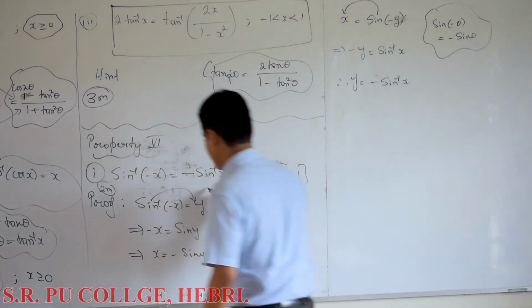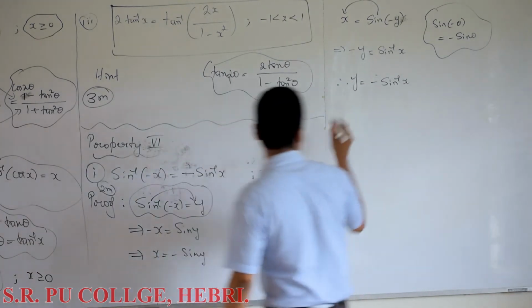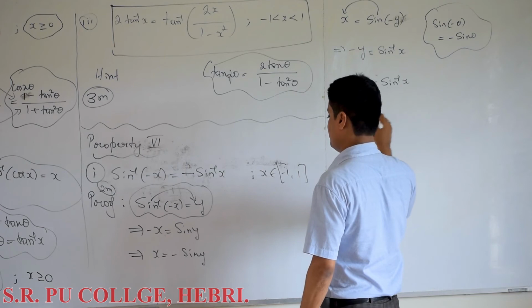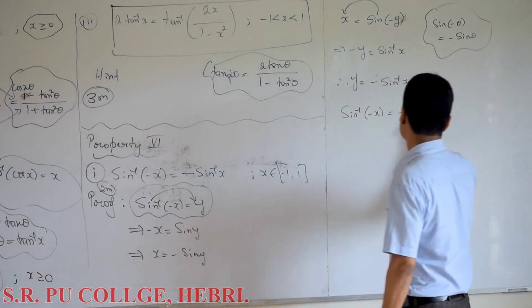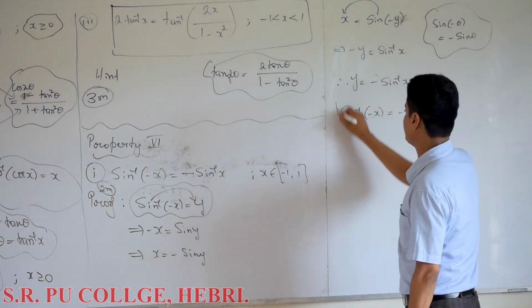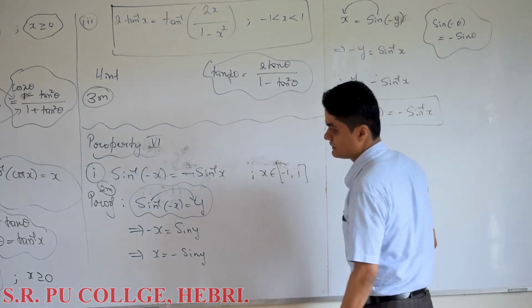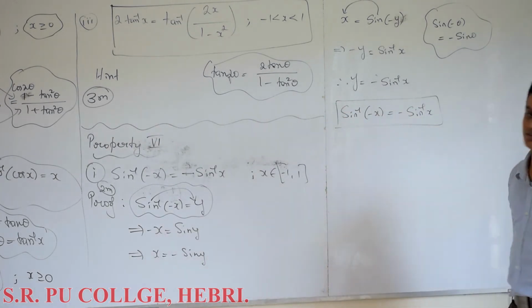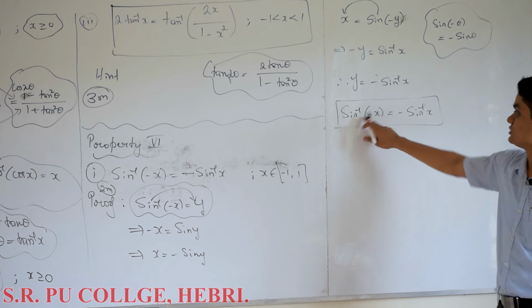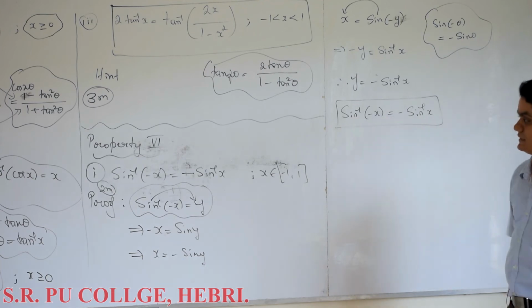So what is y? In the beginning we substituted y is equal to sine inverse of minus x, which is equal to minus sine inverse of x. So this is a very important proof, as I told, for 2 marks, and the result is also very useful. Sine inverse of minus x is equal to minus sine inverse of x.